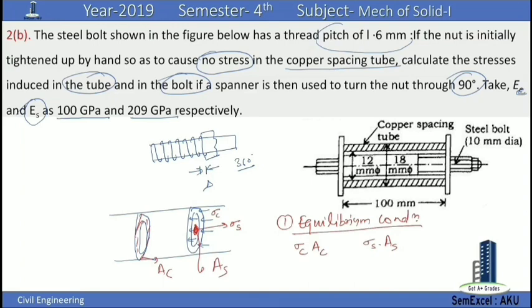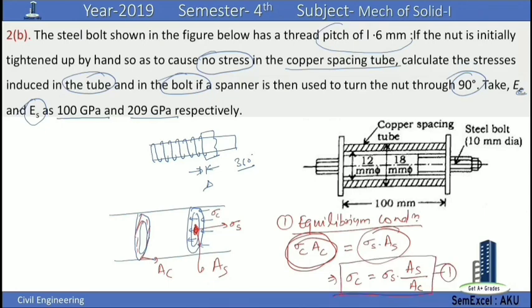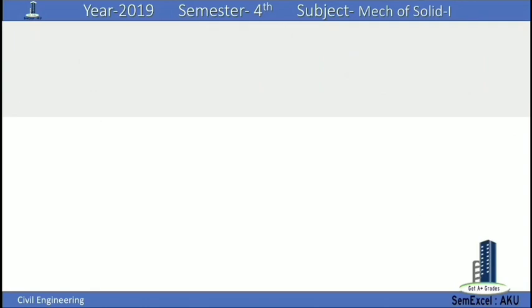So, for equilibrium of that element, the total force on the copper tube should be equal to the total force on the bolt. That is sigma C into AC is equal to sigma S into AS. Here we will get sigma C is equal to sigma S into AS by AC. This is our first equation. We'll write the first equation, the equilibrium relation: sigma C is equal to sigma S into AS by AC.